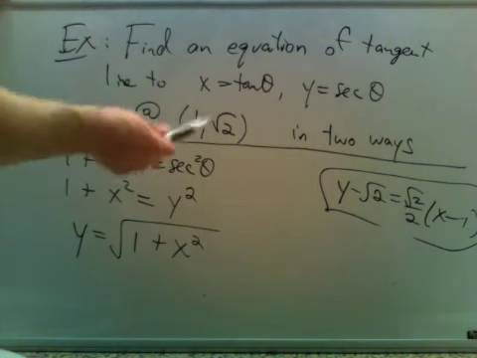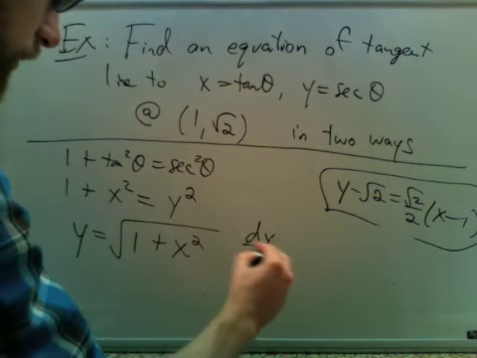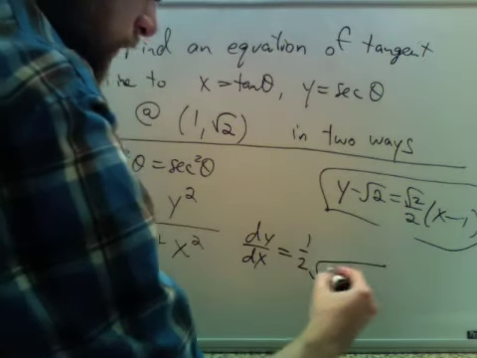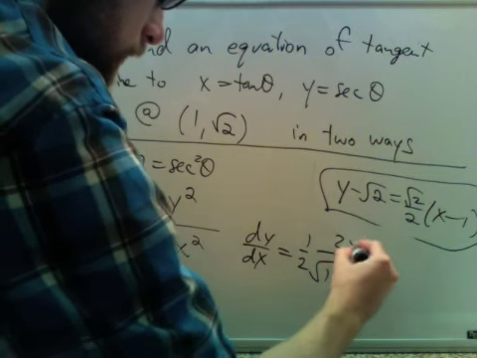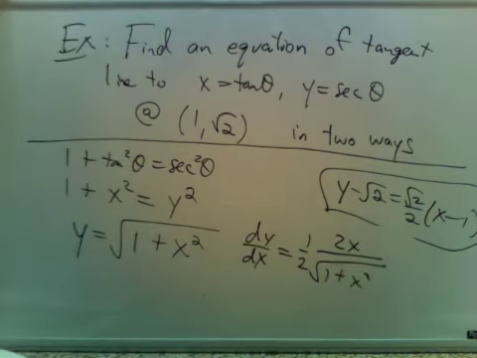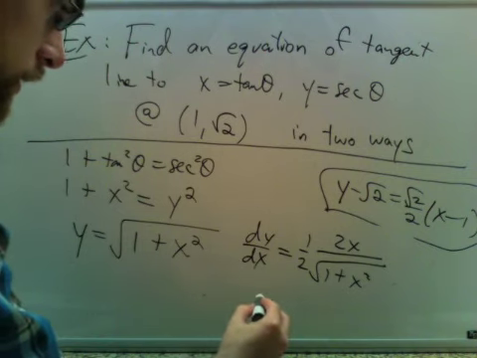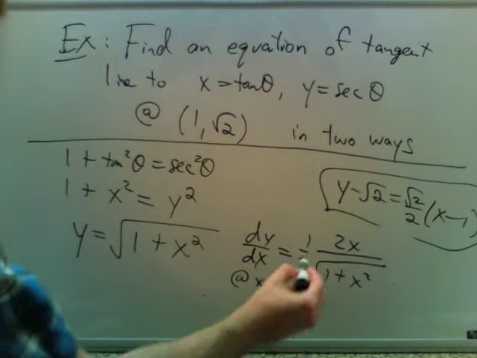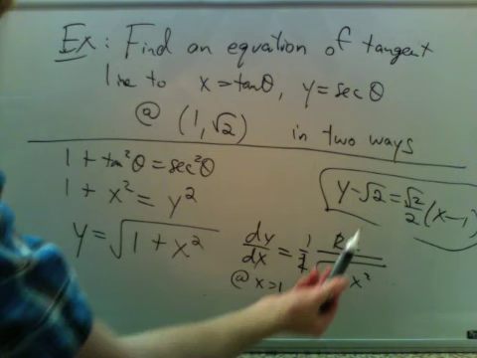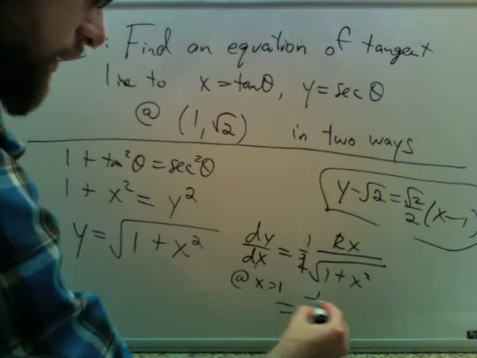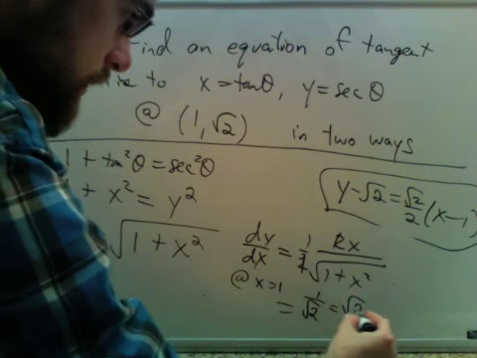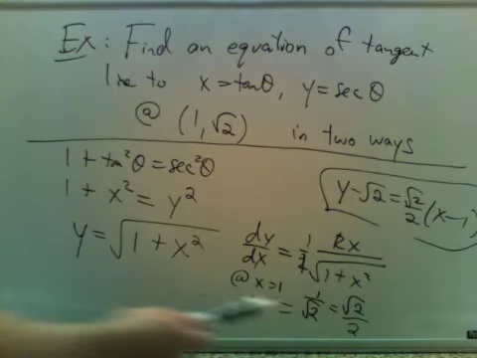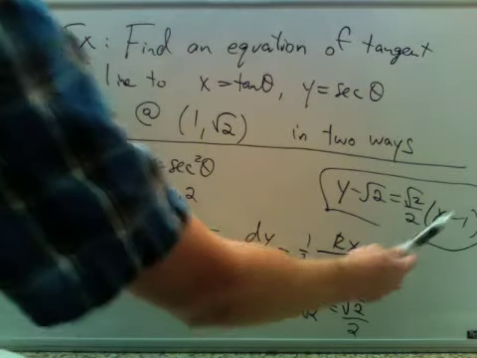So to find the slope at this point, I just compute like normal. I have to use the power rule, and get this. At the point I'm looking at, what do I get? Well, these 2's cancel. I get 1 plus 1 and 1 on the top, so I get 1 over square root of 2, which is the same thing as root 2 over 2. So we have the slope, and we already know the point, so we get the same line.